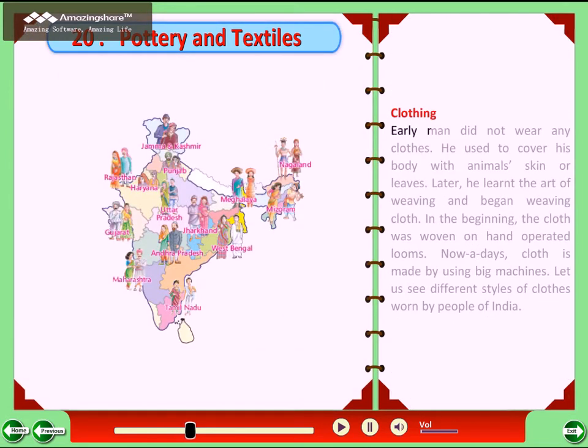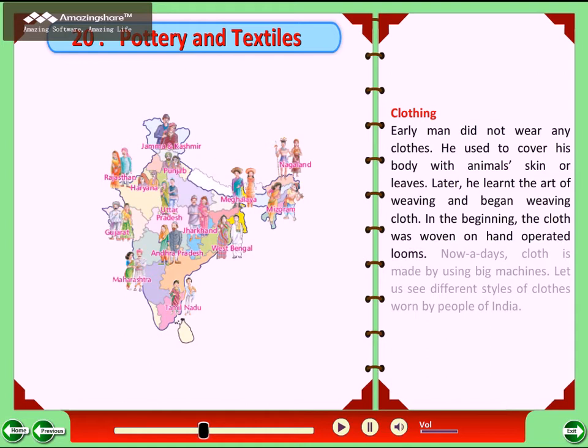Clothing. Early man did not wear any clothes. He used to cover his body with animal skin or leaves. Later, he learned the art of weaving and began weaving cloth. In the beginning, the cloth was woven on hand-operated looms. Nowadays, cloth is made by using big machines.